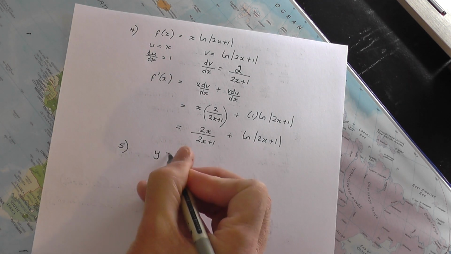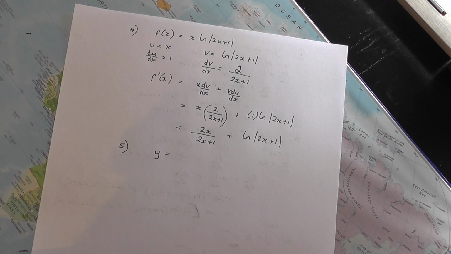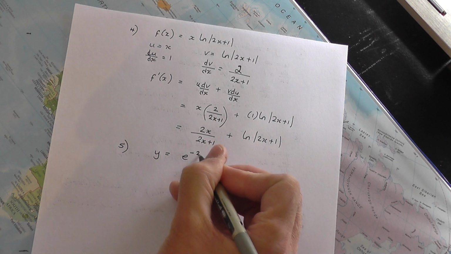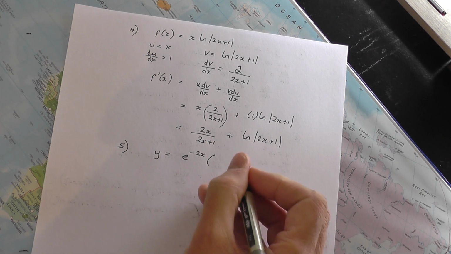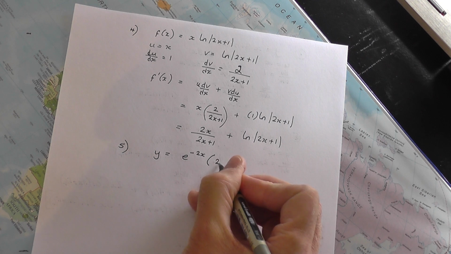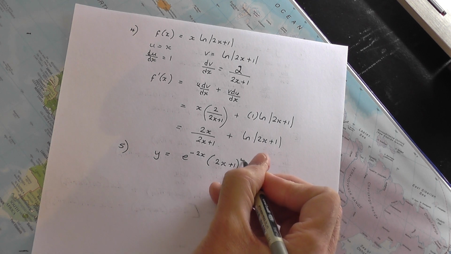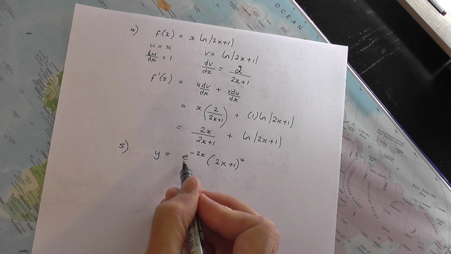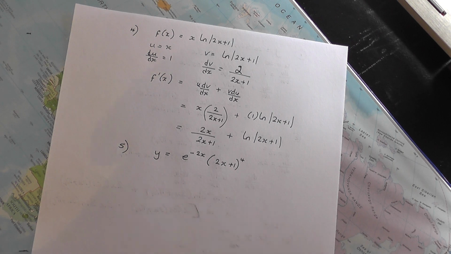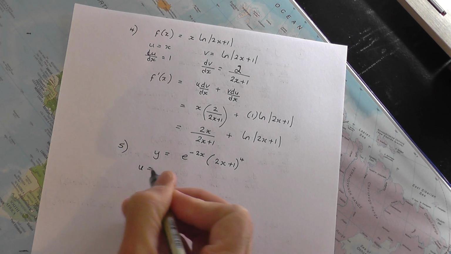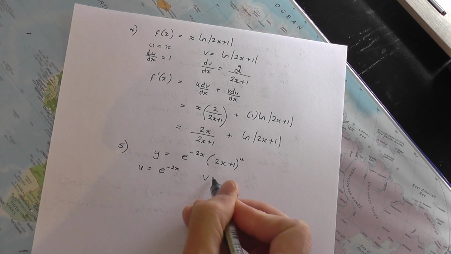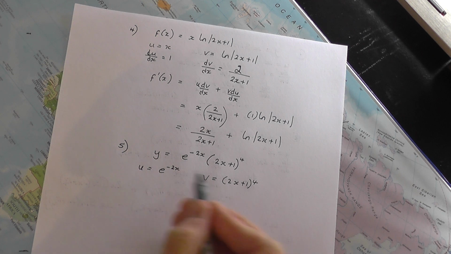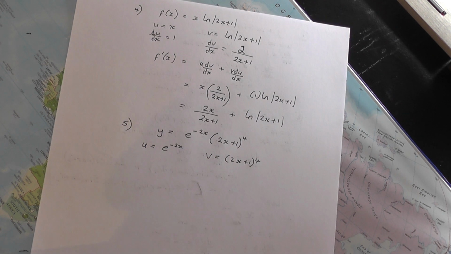So let's say y is equal to, you might have something like this. You might have e to the minus 2x multiplied by 2x plus 1 to a power 4. So we've got to apply product rule to that. You've got a product, a multiplication of that function times that function of x. So in this case, u is e to the minus 2x, and v is 2x plus 1 to the power 4. Now both of these things are going to require function of a function to differentiate.